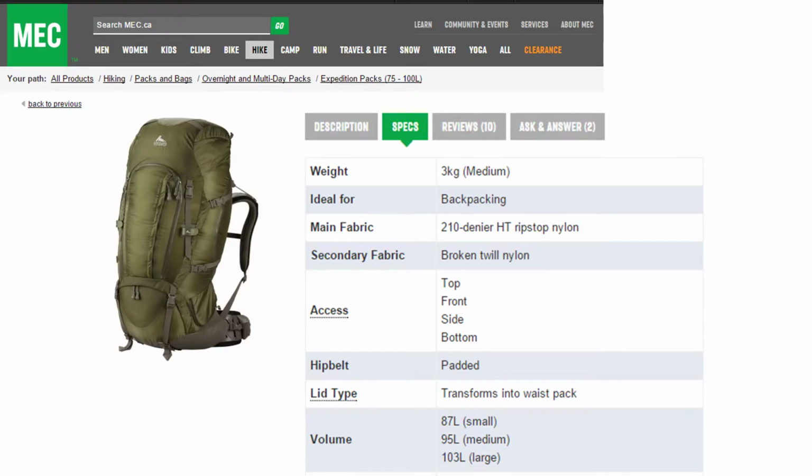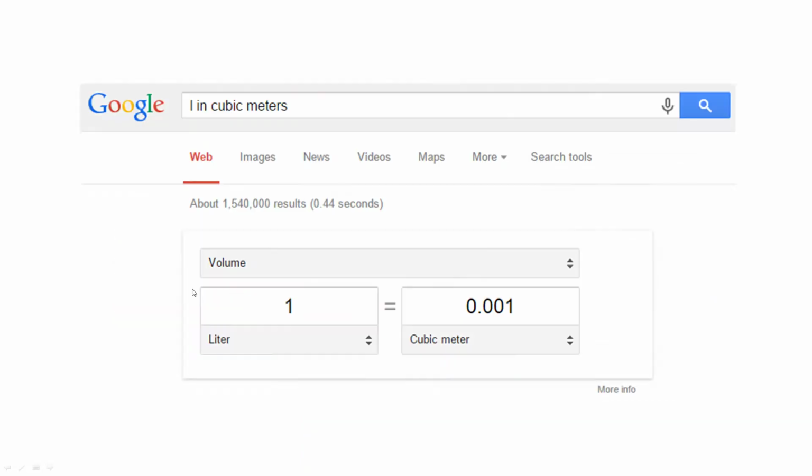Is this practical? Well, guess what? It actually is. The Mountain Equipment Co-op, one of the really cool outdoor stores we have in Canada, lists, let's say, expedition packs. These are large backpacking packs you'd put on to go for week trips at a time. Look at the volume down here. 87 liters is the small one, 95 liters medium, 103 liters. They're telling you the capacity, or the amount of volume, that this backpack will hold. So yes, liters are used.